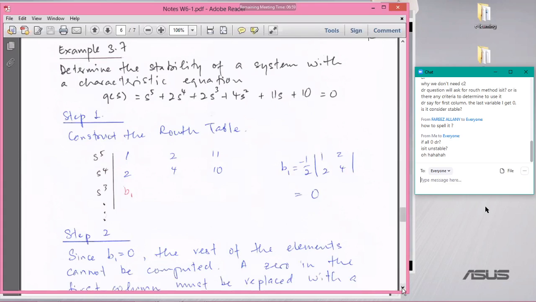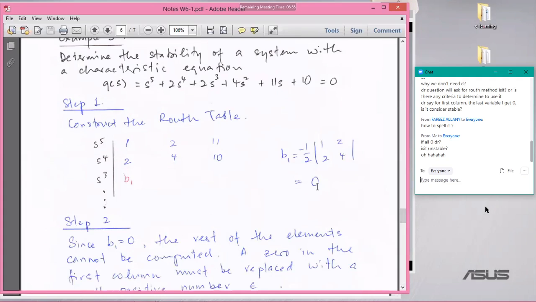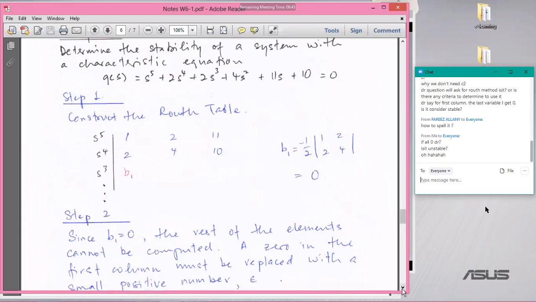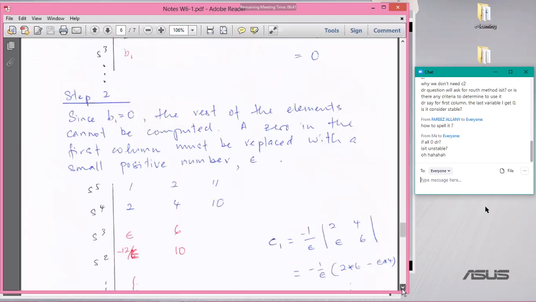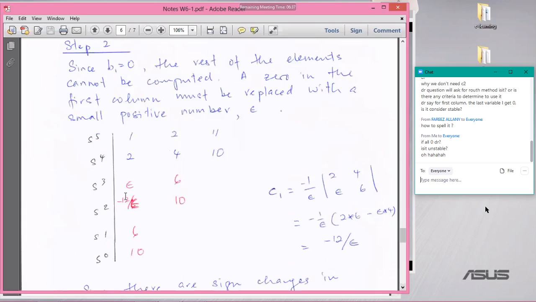You can see here that B1 is going to be 0. So the next row you cannot compute because the multiplier is -1 over 0. Then you replace B1 with some small positive number, and you can fill the rest of the table. So now B1 is 0, but if you put 0 there, you cannot proceed with the computation of the rest of the elements. So we replace 0 with a small positive element epsilon so that you can now proceed computing the rest of the elements.